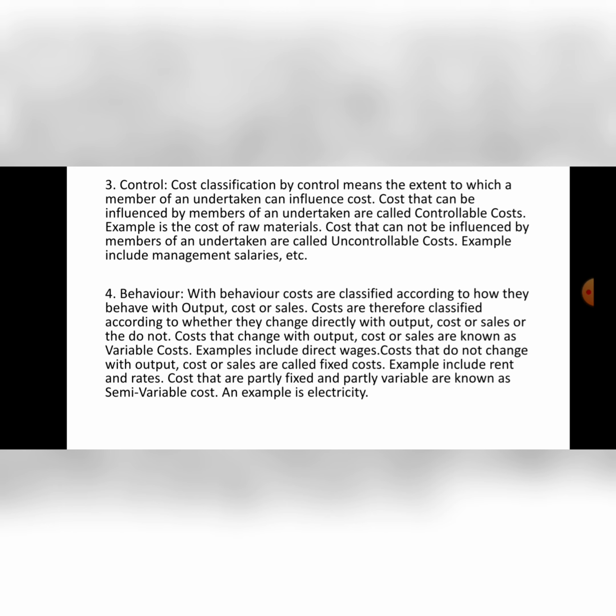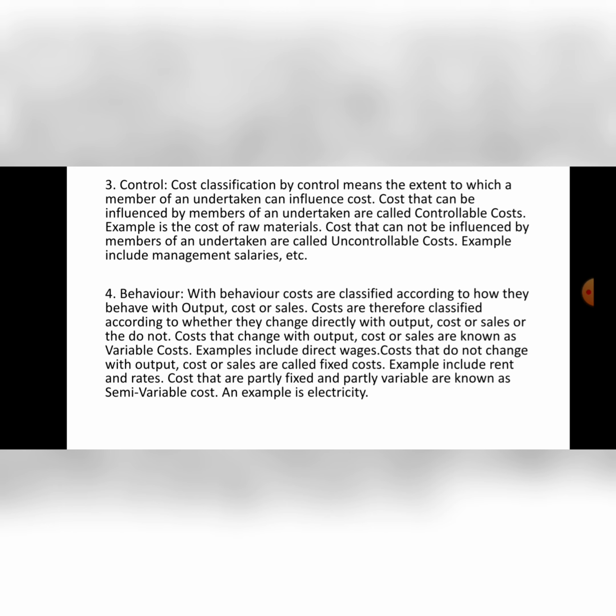An example of a controllable cost is the cost of raw material. On the other hand, costs that cannot be influenced by members of an undertaking are known as uncontrollable costs. Uncontrollable costs cannot be influenced by the actions of a member of an undertaking. Examples include management salaries.